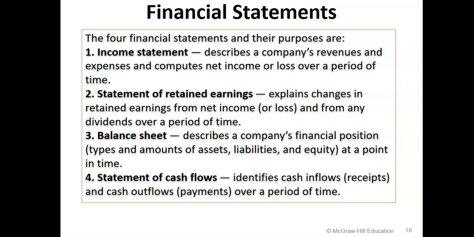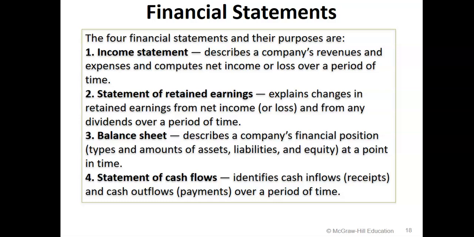Then we have financial statements. So there are four main financial statements in accounting. The first one is the income statement. These financial statements have to be prepared in order, starting with the income statement. The income statement describes the revenues and expenses that happen over a period of time. So revenues minus expenses equals net income. So that's how we get that it's called an income statement.